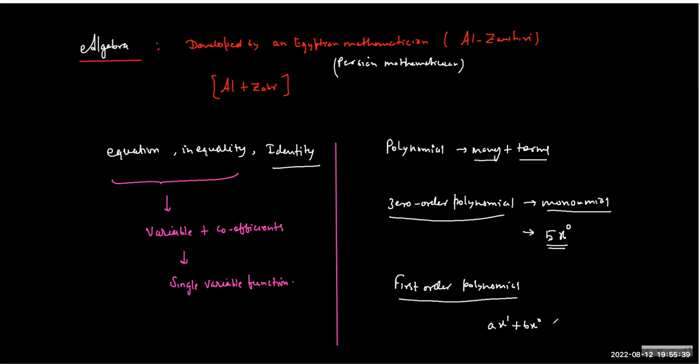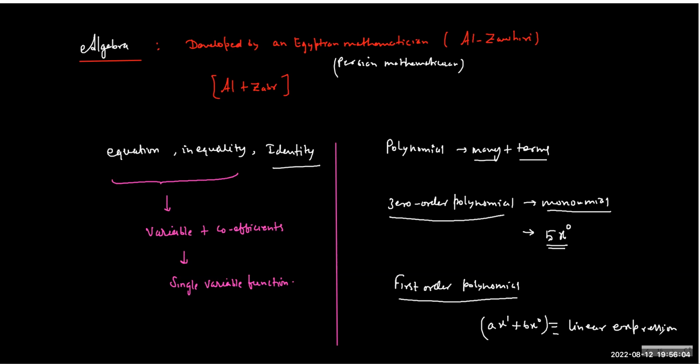So what do we call this first order polynomial? The first order polynomial we call linear equation or linear expression. As of now, I can say linear expression because I am not equating to anything. So as of now, it's just an expression. When I equate it to something, it will become an equation. So, linear expression.